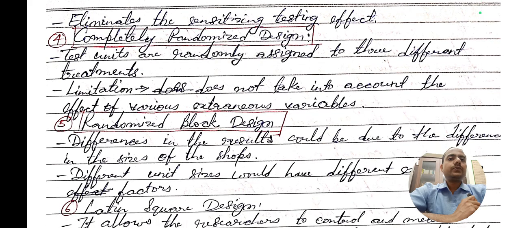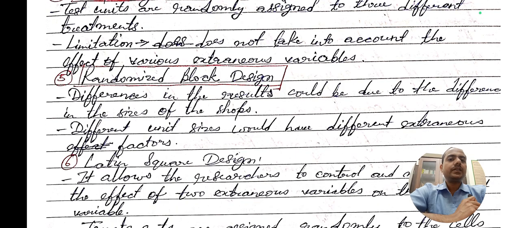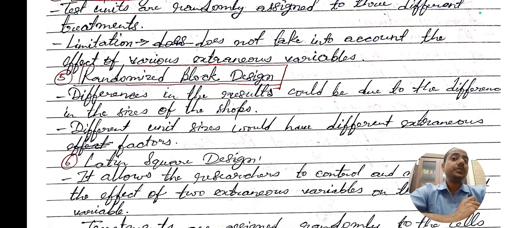The fourth one is the completely randomized design. Test units are randomly assigned to 3 different treatments. The limitation is that it does not take into account the effect of various extraneous variables. And the fifth one is the randomized block design. Differences in the results could be due to differences in the sizes of the units. Different unit sizes would have different extraneous factors.